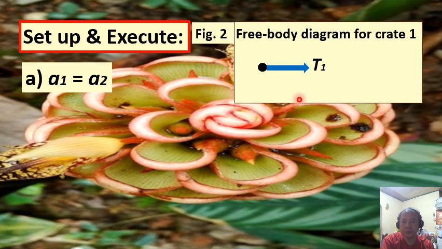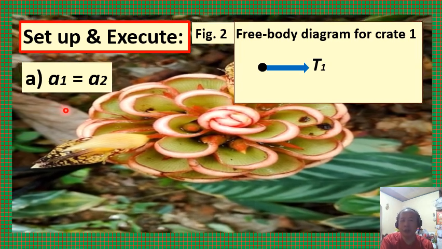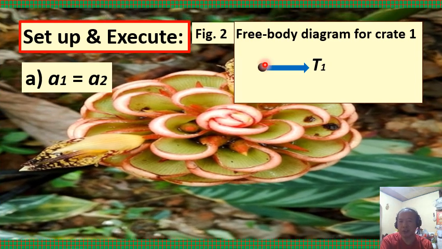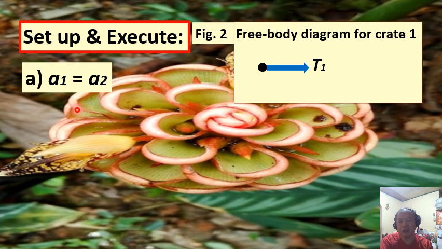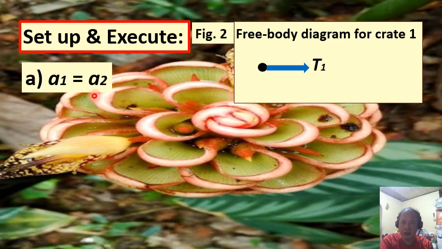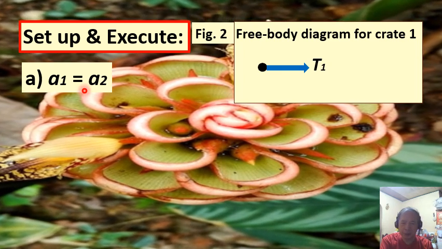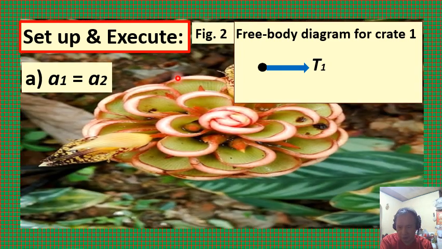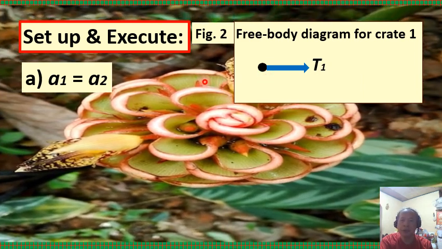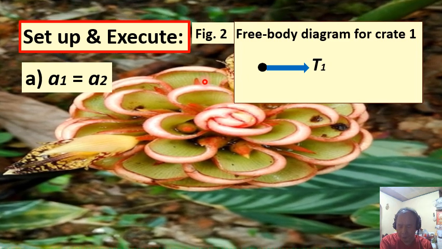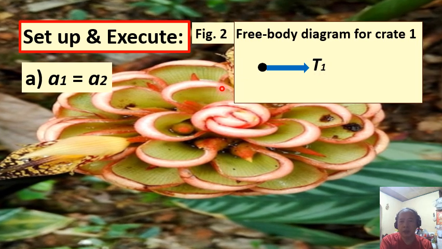Specifically answering letter A, what is the acceleration of crate number 1? We say that the acceleration of crate number 1 is just equal to the acceleration of the 6.00 kilogram crate, or crate number 2. The reason is that if you refer back to our figure 1, the two crates are connected by a light rope.